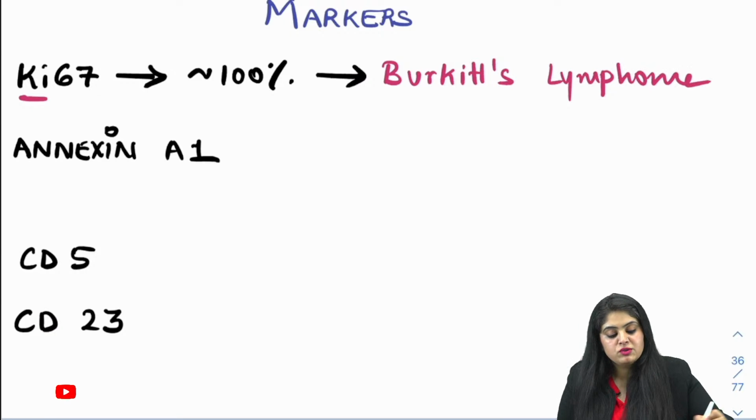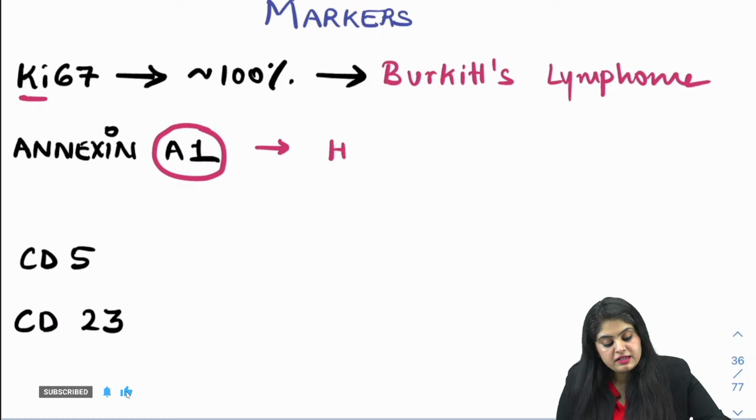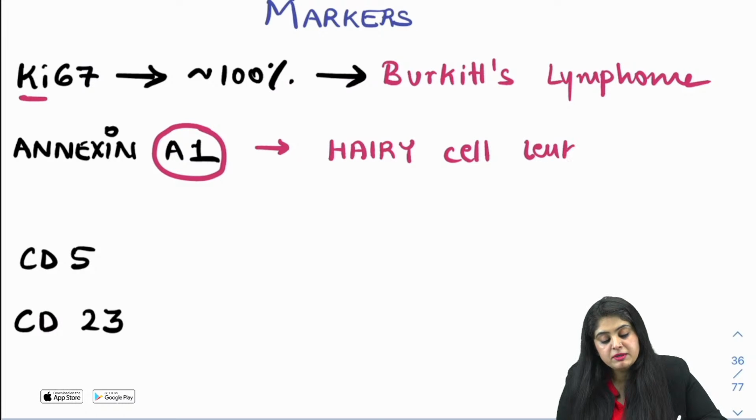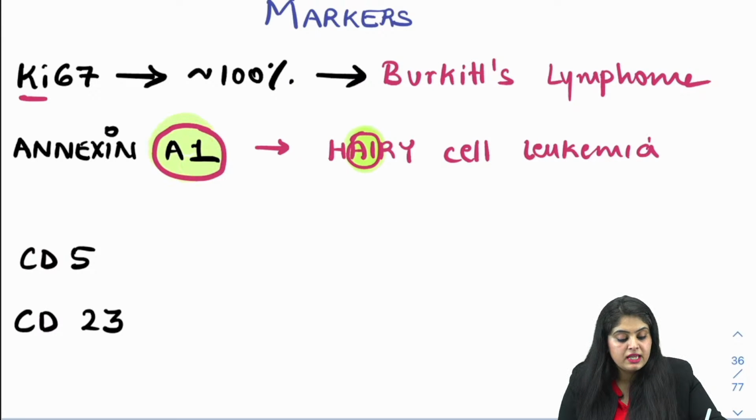Okay. Coming to the next one. First tell me, annexin A1 is the marker of what? Ma'am, annexin A1 is the next lymphoma that is known as hairy cell leukemia. I'll be talking about hairy cell leukemia right now. Hairy has A1 in it. See, look carefully. Hairy has A1 in it. So remember A1. Annexin A1 is the marker for hairy cell leukemia.